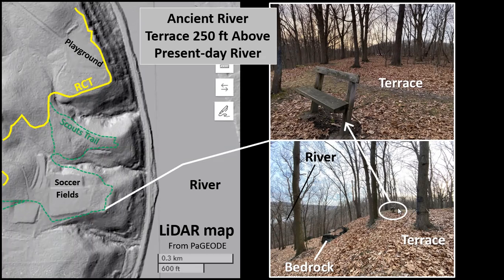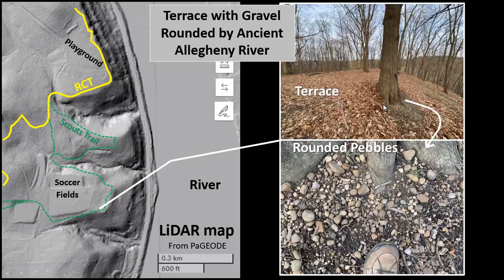See this nice bench, good place to enjoy the view next to Scouts Trail, and just downstream of it, there's 300-million-year-old sandstone bedrock in place. So there's a veneer of sediment on top of that from the ancestral Allegheny River. We're going to look next to one of these trees that's behind the bench on this terrace. And here you see around the roots of the tree, sediment that's been in place since before the tree was growing, so it's not been moved by people. Nice rounded pebbles that once rolled on the bottom of the ancestral Allegheny River, 300 feet above the current river level. So a good example of a Pleistocene terrace.